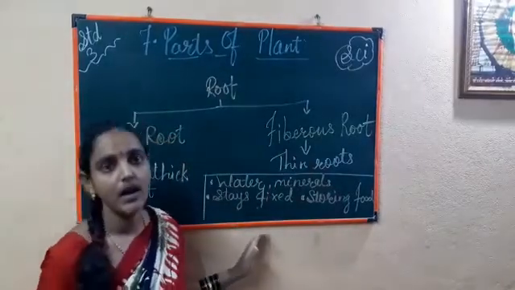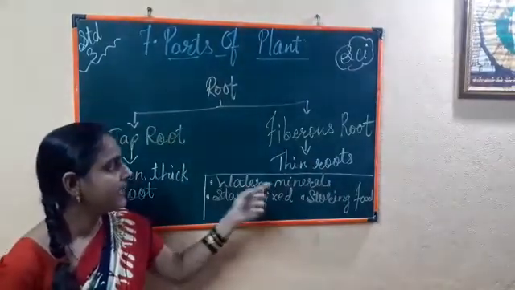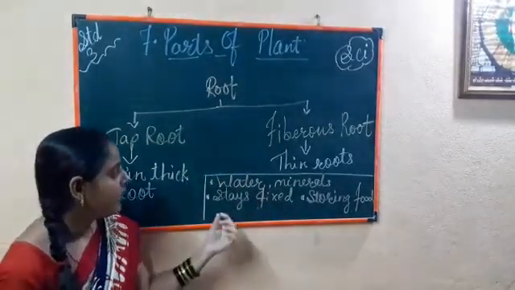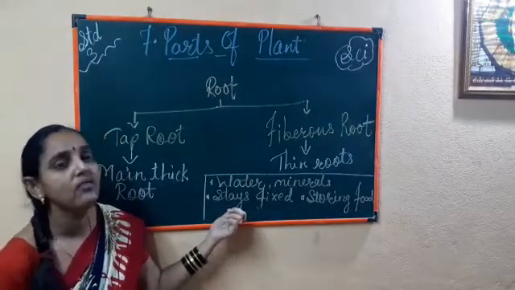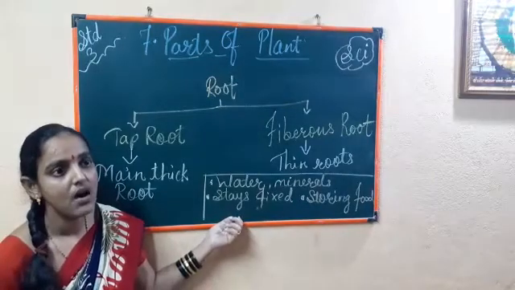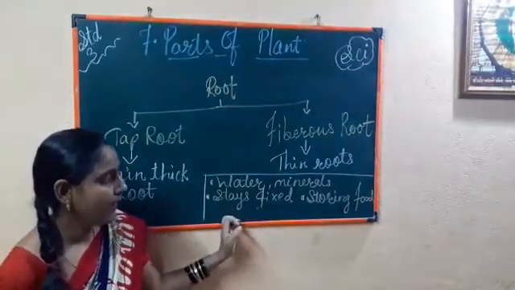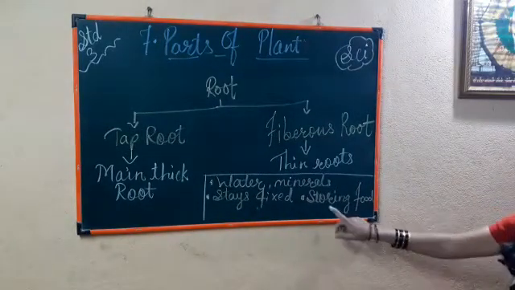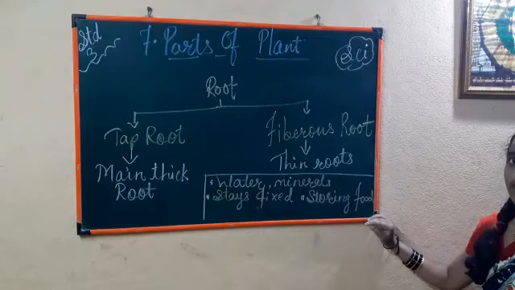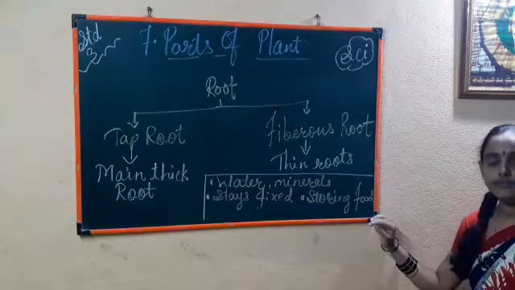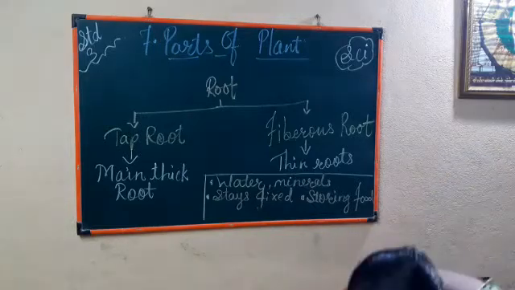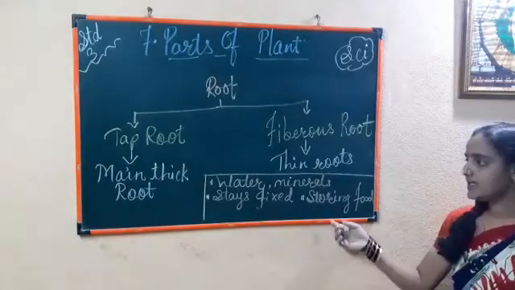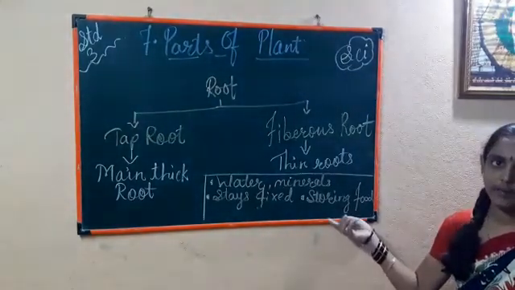Now the functions of the root. It takes water and minerals from the soil, which is important for the growth of the plant. Root helps in staying fixed in the soil. Roots give fixation to the plant in the soil. Only some roots help in storing food, for example carrot, radish, turnip, beetroot. These are all examples of roots. So keep this in mind and follow it.